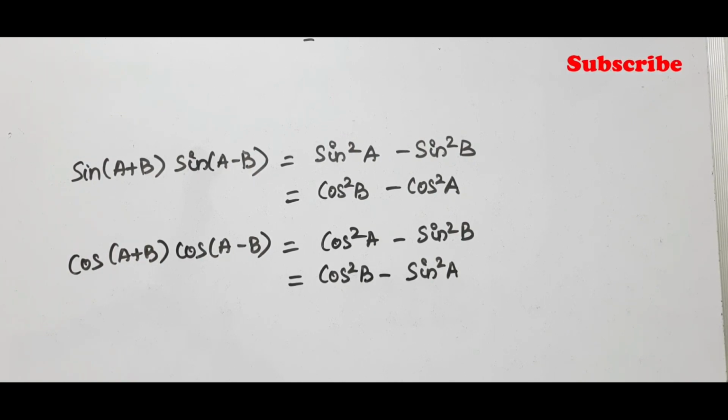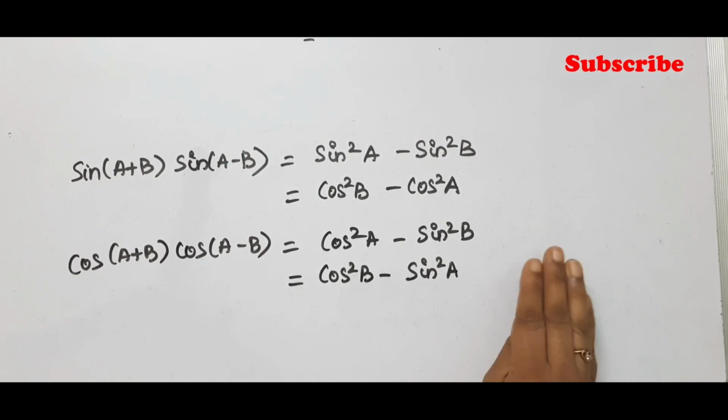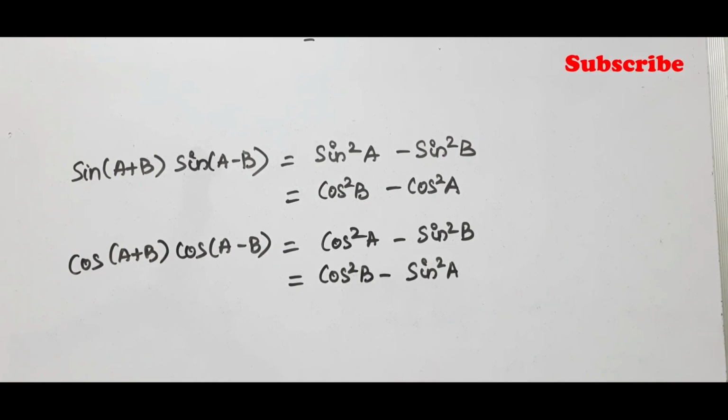Okay, they will save time in calculating sine of a plus b into sine of a minus b. Sine of a plus b into sine of a minus b can be expressed as sin square a minus sin square b. Similarly, it can also be expressed as cos square b minus cos square a. Okay, cos of a plus b into cos of a minus b can be written as cos square a minus sin square b. The same can be written as cos square b minus sin square a. Instead of calculating sin of a plus b into sin of a minus b, or cos of a plus b into cos of a minus b, it is better to remember these formulas. They will be very useful in saving time in your competitive exams.